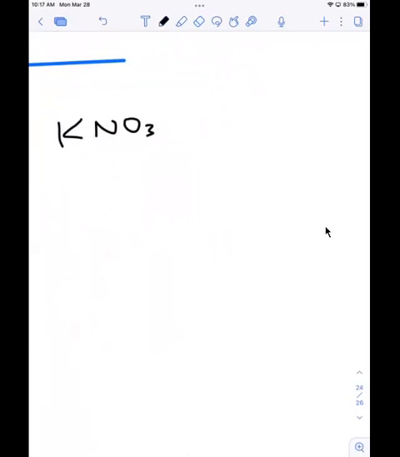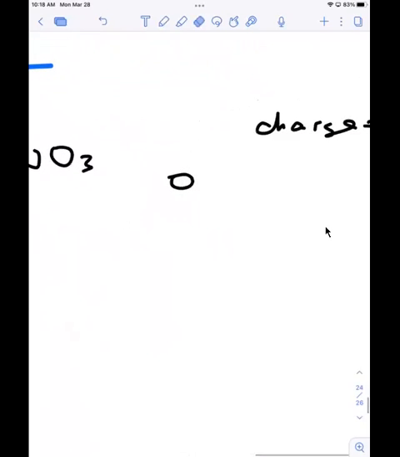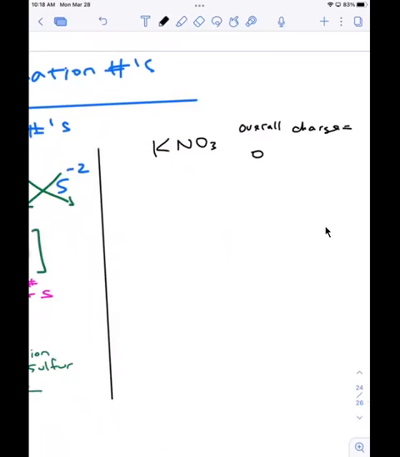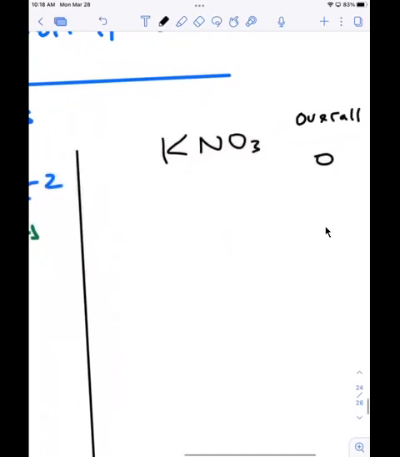So what's the overall charge here? 0. Overall charge is zero. There's no positives or negatives. Everything is balanced. So the overall charge is zero. Now we want to know what the oxidation number is for nitrogen, right? So if we broke this apart, this would be K plus and then NO3 minus, all right?